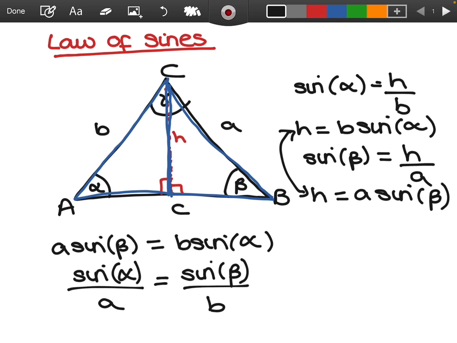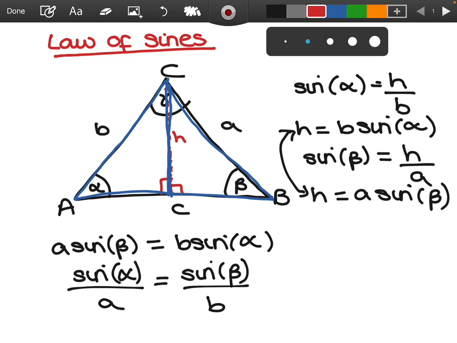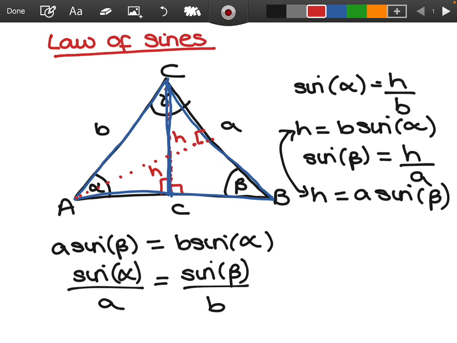If I would have done this slightly differently, and instead, if I would have joined A with its opposite angle and called this H, where I had two right angles here and here, and done the same thing, if I would have done that, I would have found the same thing but with gamma and beta. So I would have found that sine of beta over B would equal sine of gamma over C.